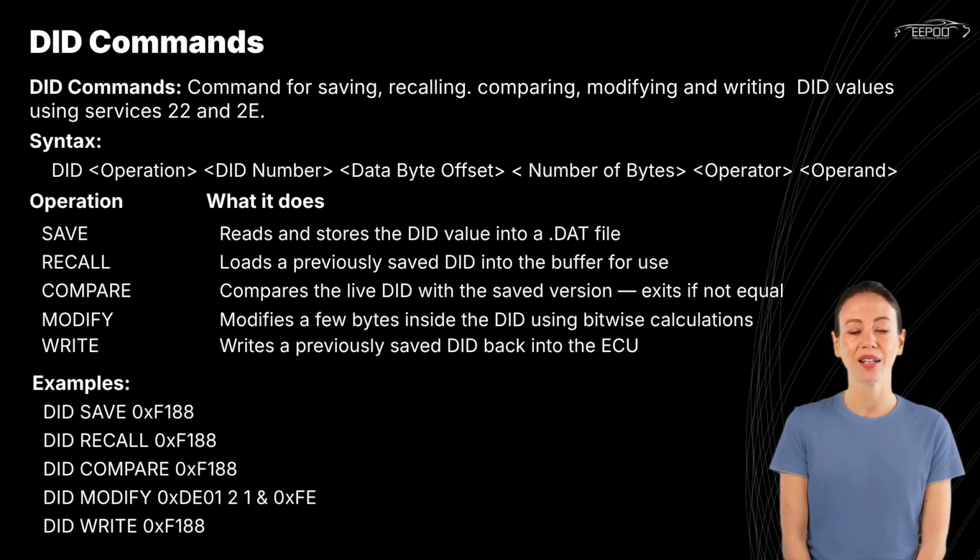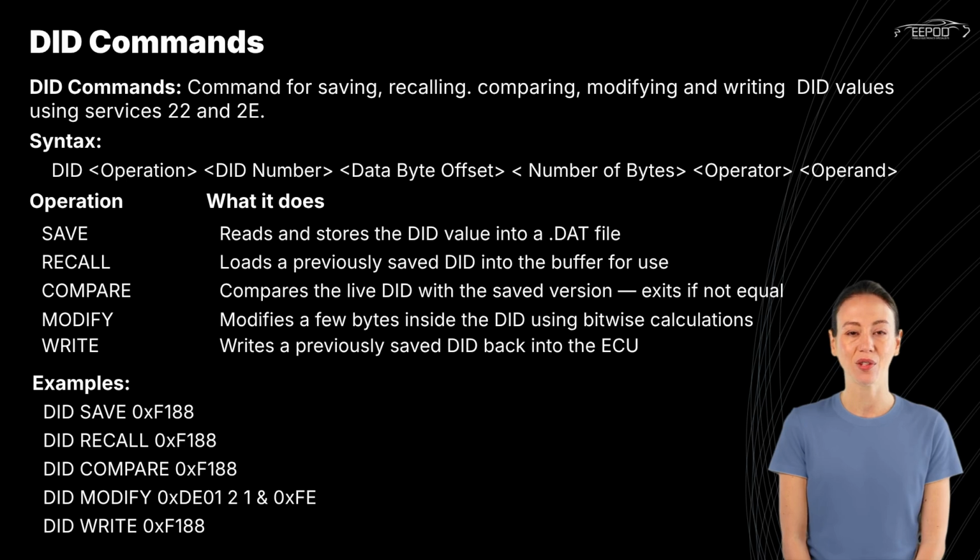Did save. This one's straightforward. It reads a DID from the ECU and stores it into the currently open .dat file. Example, did save hex F188. This will grab the current value of DID F188 and save it into the DAT file you created with dat create.